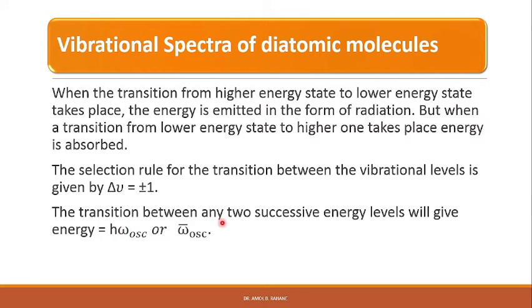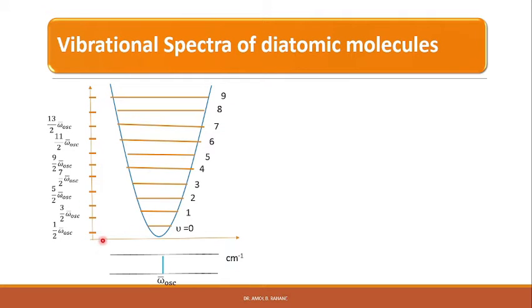Therefore, the transition between any two successive energy levels will give energy equal to h omega oscillations or omega bar oscillations, because the energy levels are separated by omega bar oscillations. So, let us see this here. We know the selection rules.